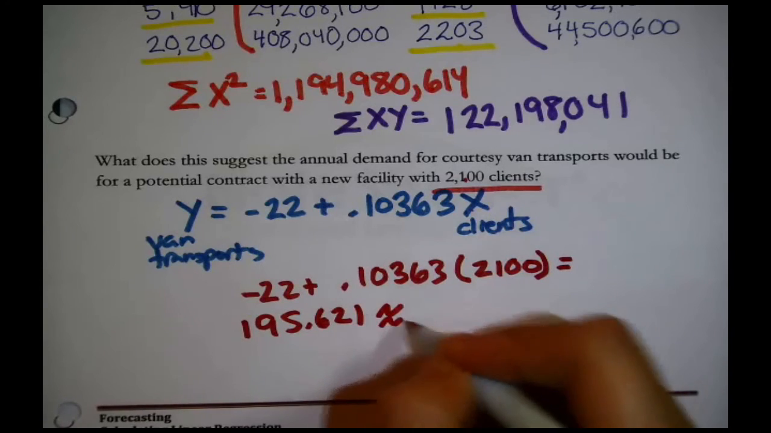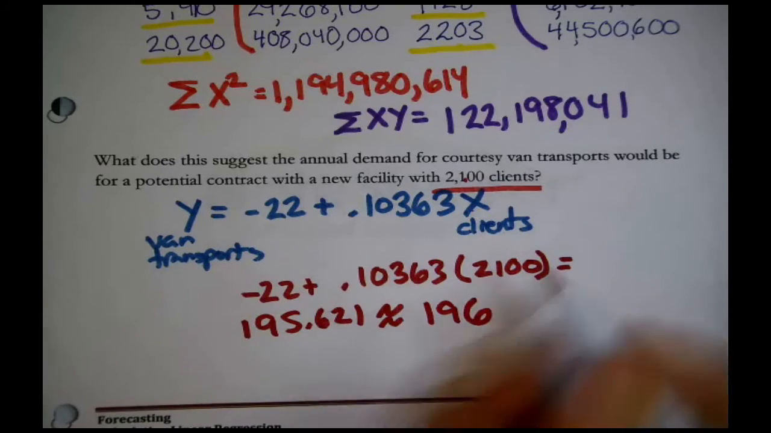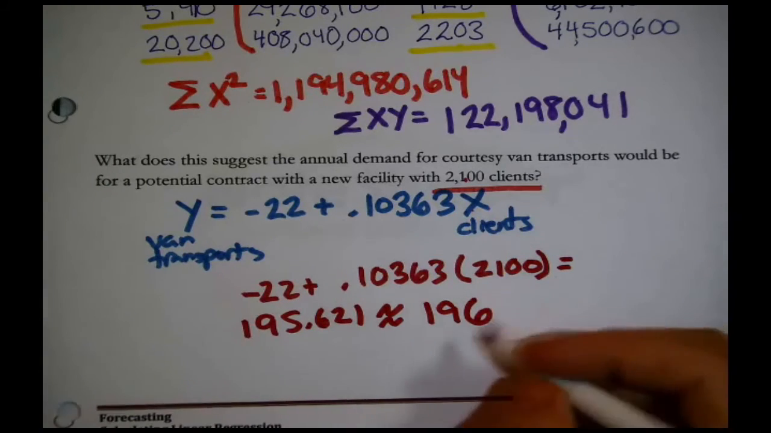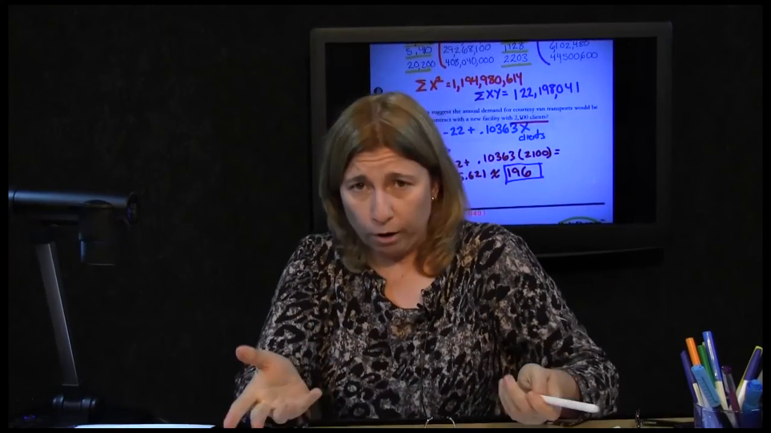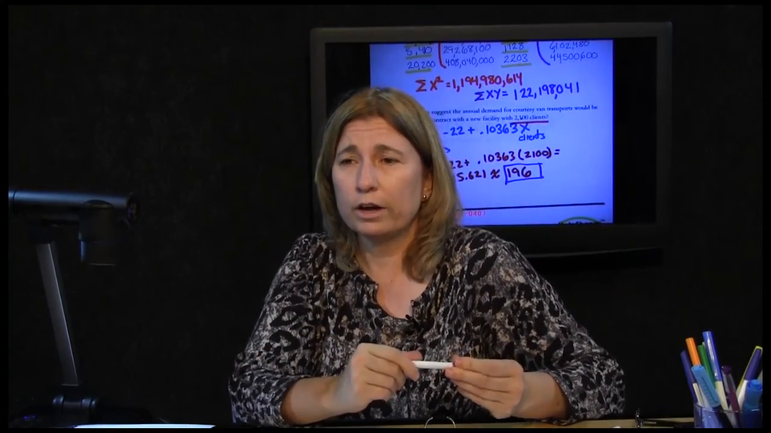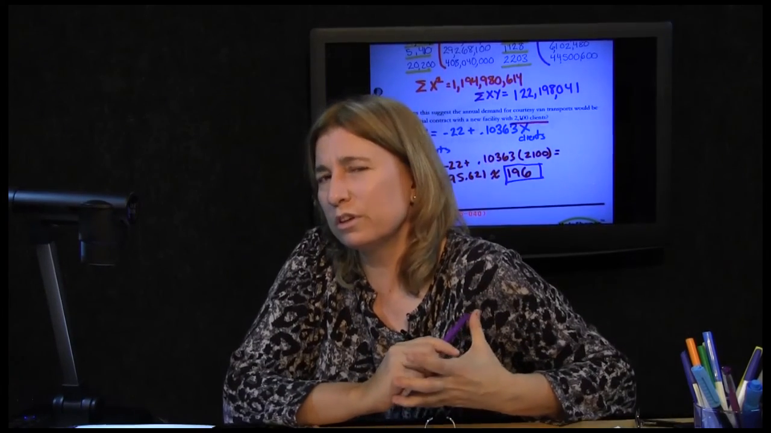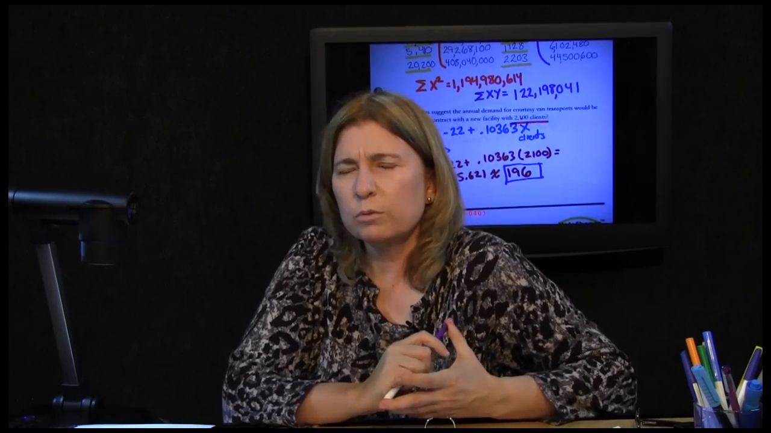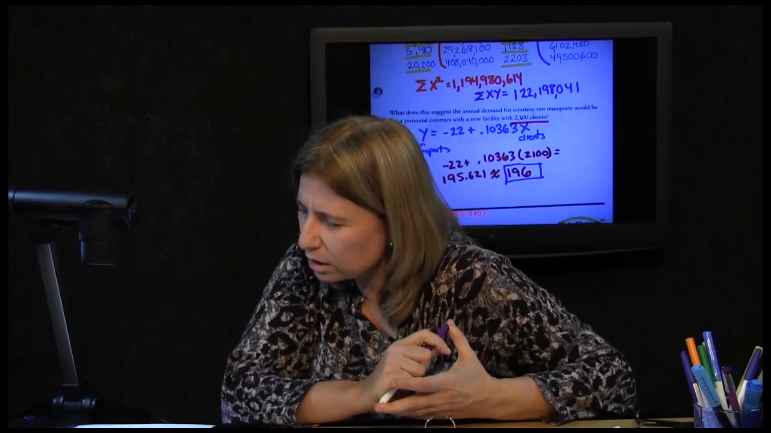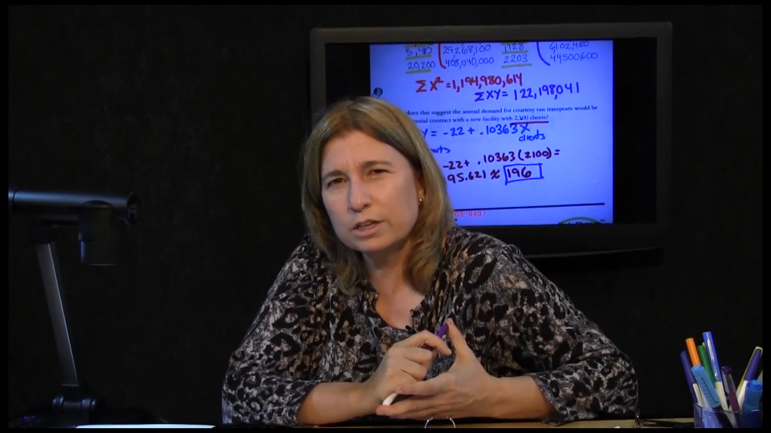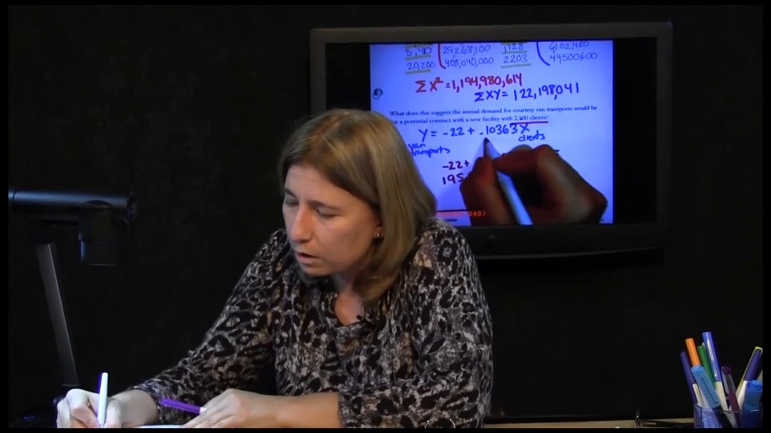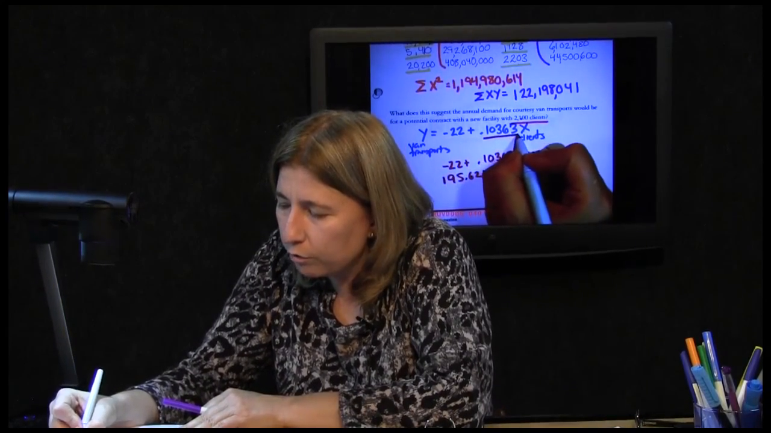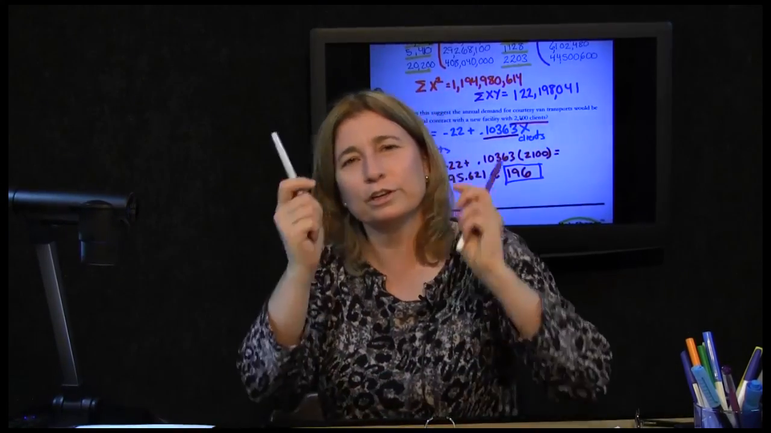So basically, if you were reporting to Livingston Medical, you'd say, well, based on this analysis, we would estimate that there'd be about 196 annual van transports from that contract with 2,100 clients. Or another way, you notice how this particular regression equation is working? Another way to think about it is it looks like the number of van transports annually is about 10% of the number of clients served by the contract, because that is the meaning of the slope of this particular linear regression equation.